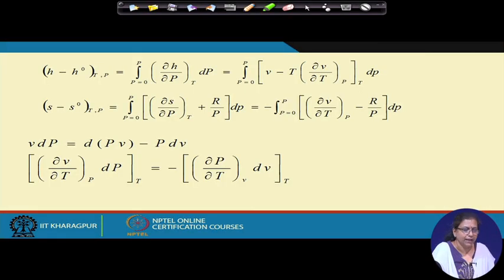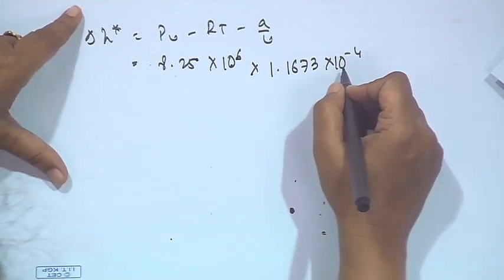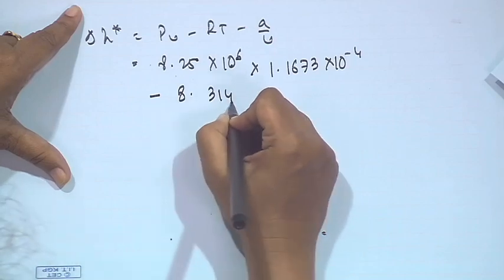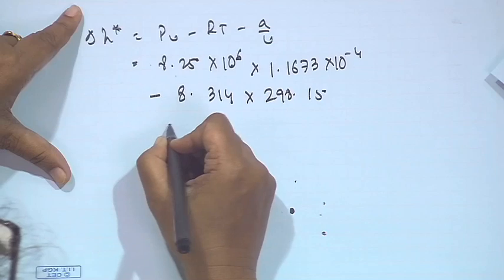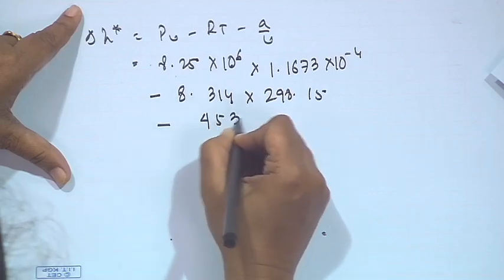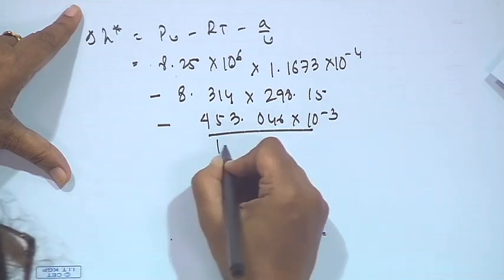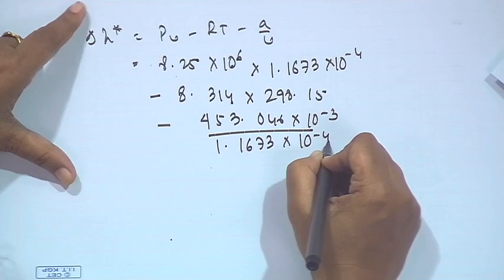It might happen that in some problems, just to reduce the calculation time, we might be providing you the volume, but normally you are supposed to find out the specific volume, right. Minus RT. What is minus RT? R in this case is 8.314, T is 298.15, minus A by V. A is already given, 453.046 into 10 to the power minus 3 divided by 1.1673 into 10 to the power minus 4, right.